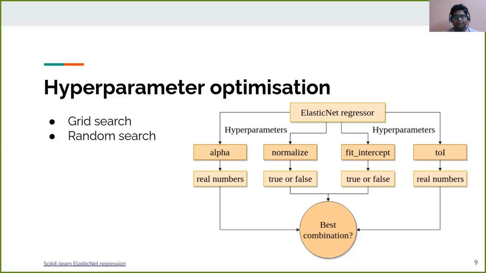There are different techniques for hyperparameter optimization. For example, Bayesian optimization, but it's a bit complicated and it's not easy to interpret. Therefore, we are not discussing it here.